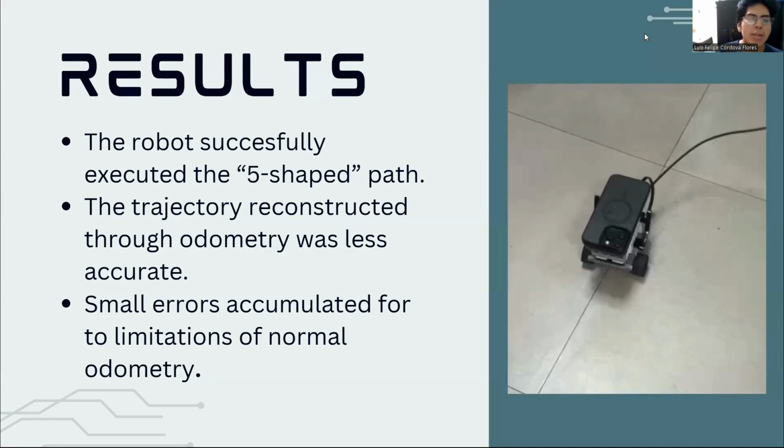Second, the trajectory reconstructed through the odometry was less accurate. Although the physical movement matched the intended shape, the odometry-based plot showed distortion, especially during transitions between motion segments. And the last point is that small errors accumulate due to the limitations of normal odometry. Different factors such as wheel slip and encoder resolution caused pose estimation drift, resulting in a plotted path that differs slightly from the ideal trajectory.